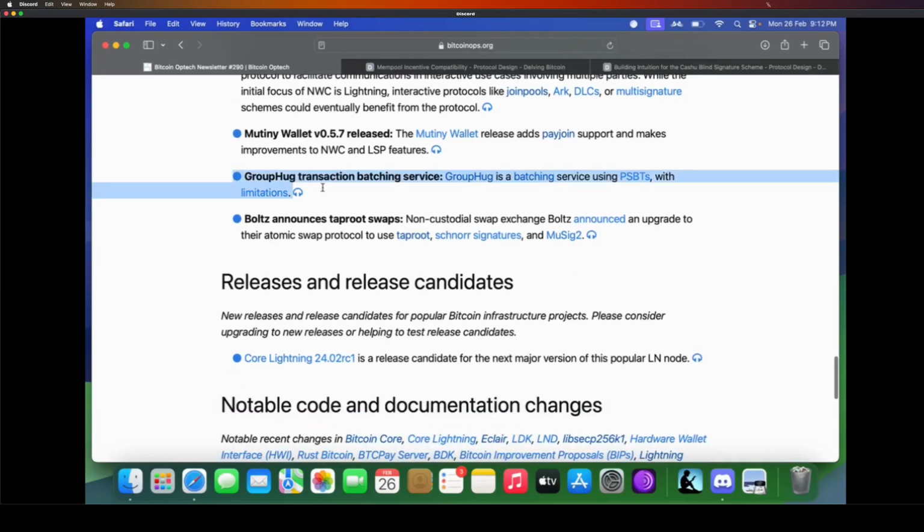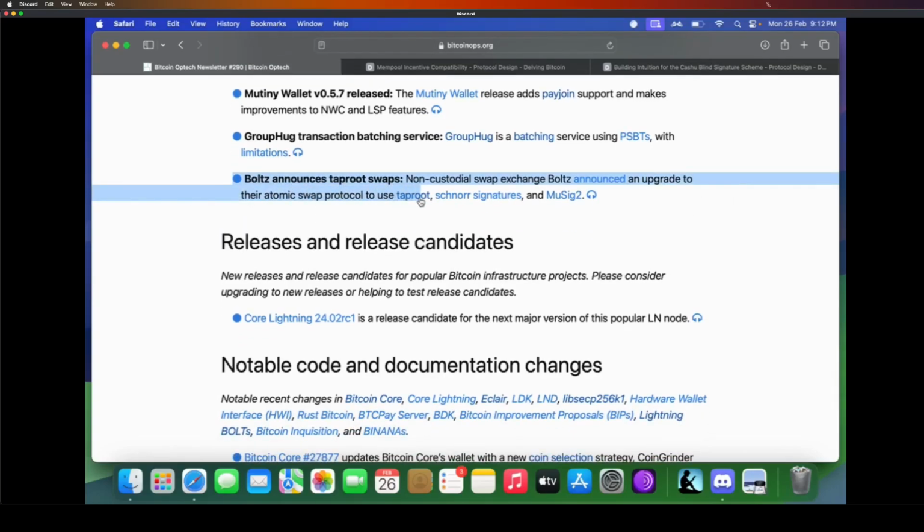Group Hub transaction batching service. Group Hub is a batching service using PSBTs with limitations. So Group Hub, it's a batching service basically, right? We don't know what batching transactions are, and it uses PSBTs. I did not get a lot of time to dig deep into it, but the words are pretty self-evident that it's a batching service using PSBTs.